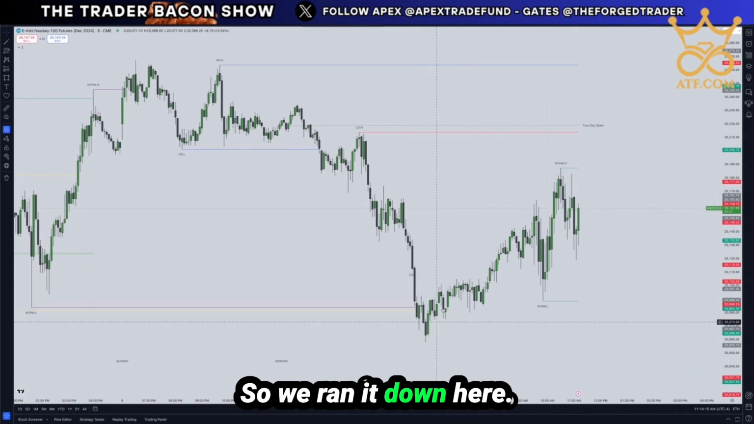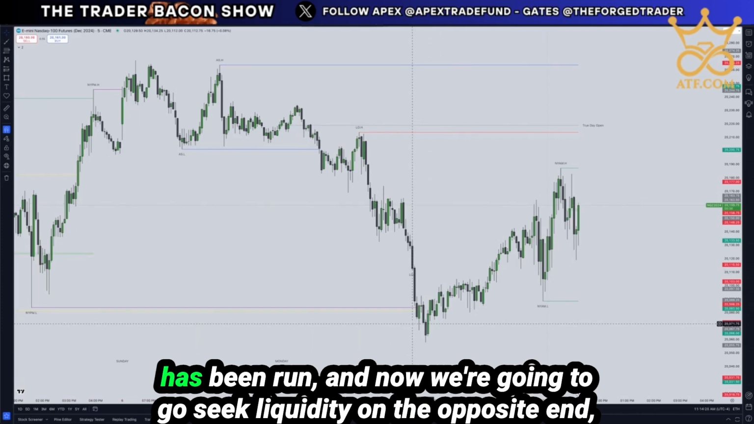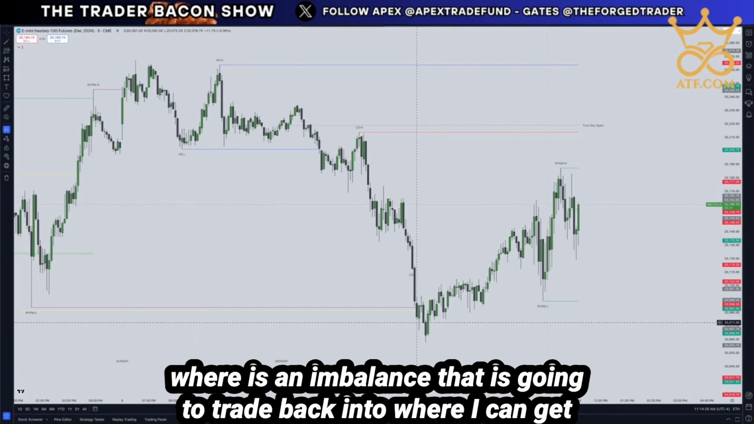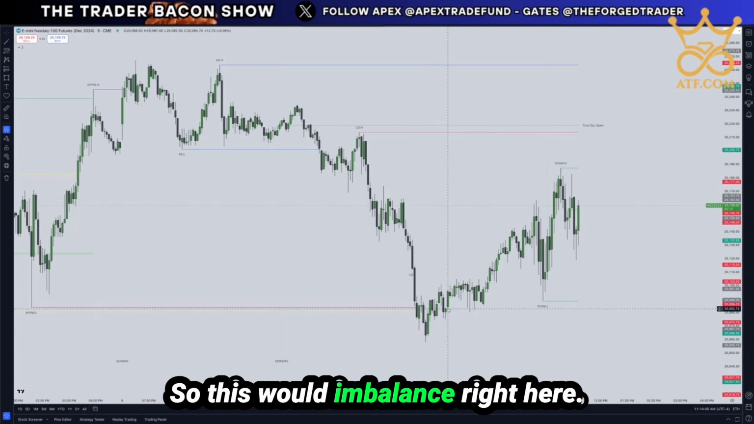And so we ran it down here. Here's a little imbalance. So I'm like, all right, if I believe that this liquidity below the New York PM session has been run, and now we're going to go seek liquidity on the opposite end, where is an imbalance that it's going to trade back into where I can get myself a low risk entry and take that to the other side. So this would have been a little imbalance right here.